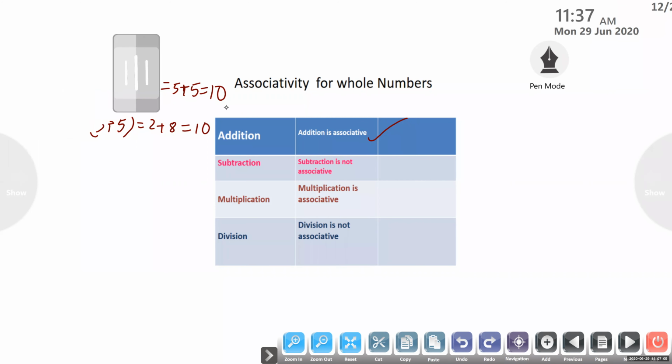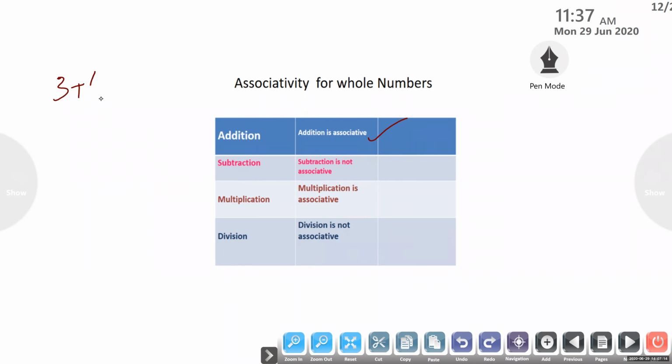We are checking the associativity for whole numbers. So I took 3 plus, bracket, 2 plus 5. That is the way we do associativity. We are grouping 2 and 5 first. This one equals what? 3 plus 7 equals 10. Okay, Midun? 2 plus 5 is 7. Understood, Midun? Midun, are you there? Okay, I think he's not.